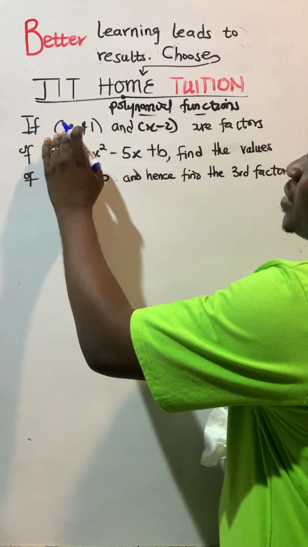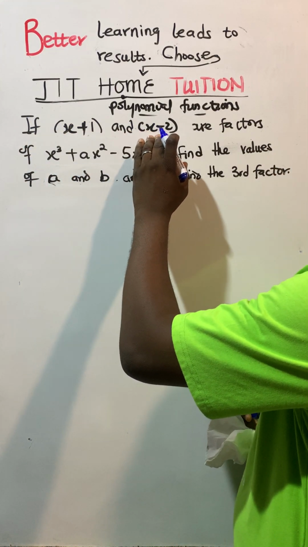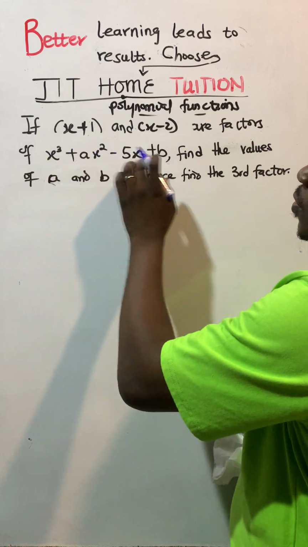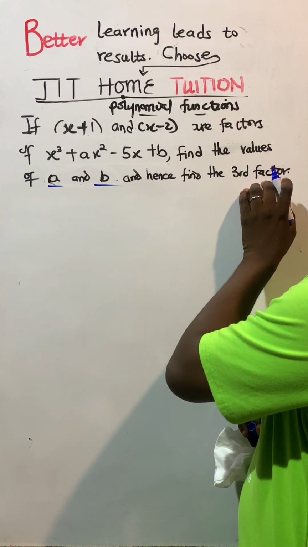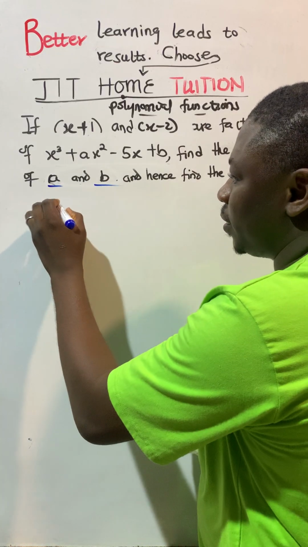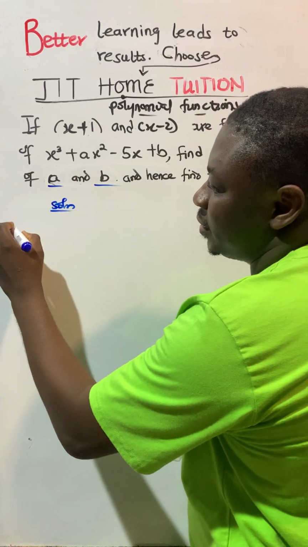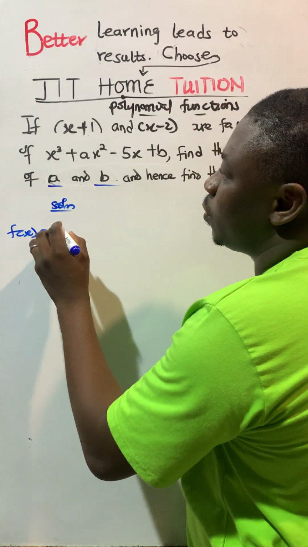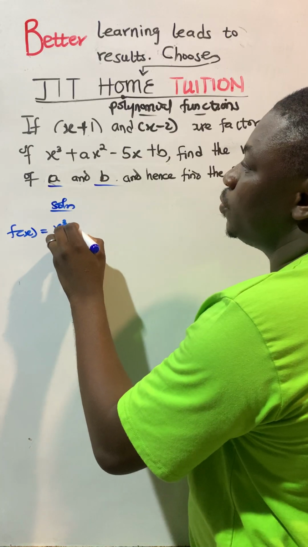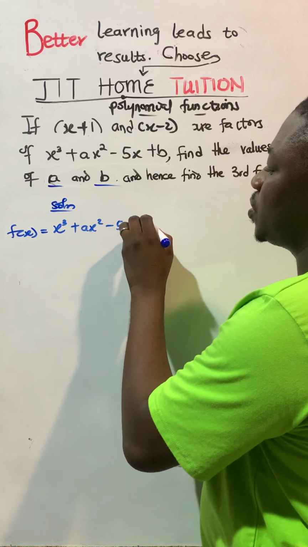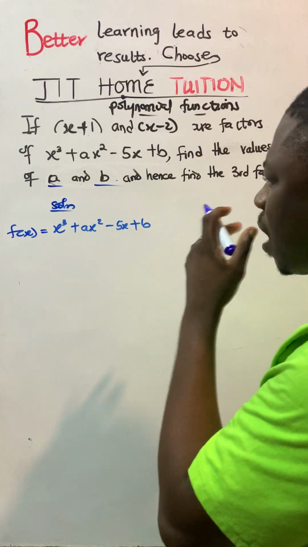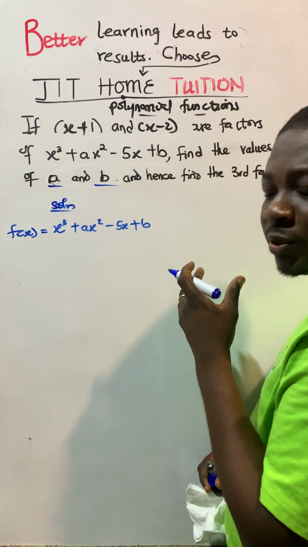The question says that if x plus 1 and x minus 2 are factors of this function, find the values of a, b, and hence the third term. All right, so now let's look at it. The function, you have f of x equal to x cubed plus ax squared minus 5x plus b. Now, how do we go about it from here?